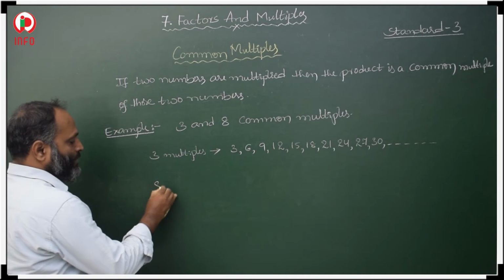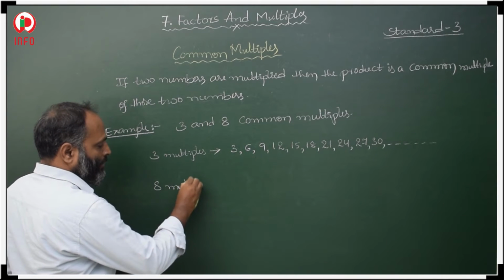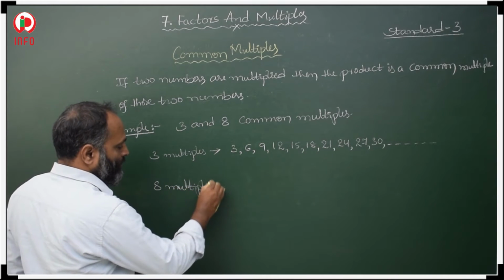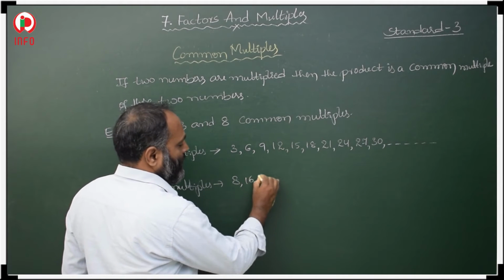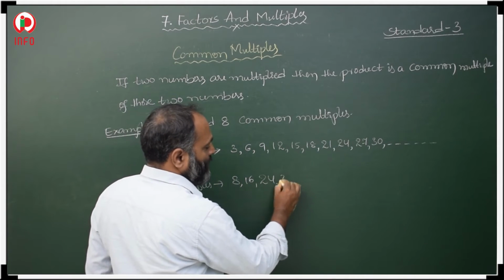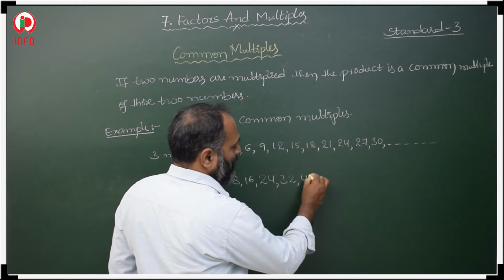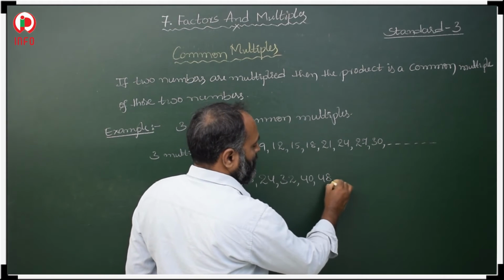Now 8 multiples. 8 multiples we have tried. 8 ones are 8. 8 twos are 16. 8 threes are 24. 8 fours are 32. 8 fives are 40. 8 sixes are 48. And so on.